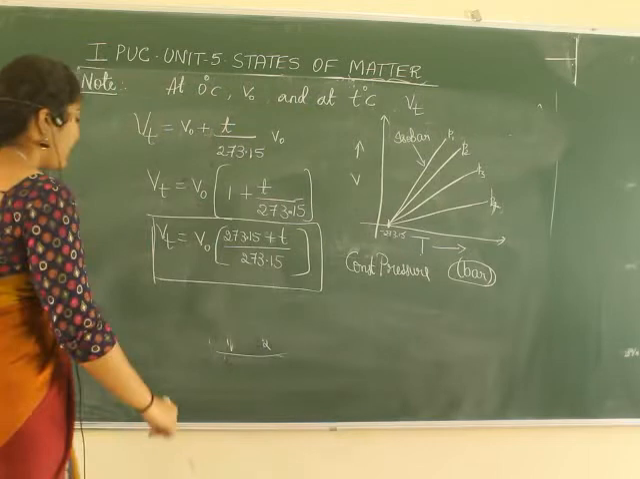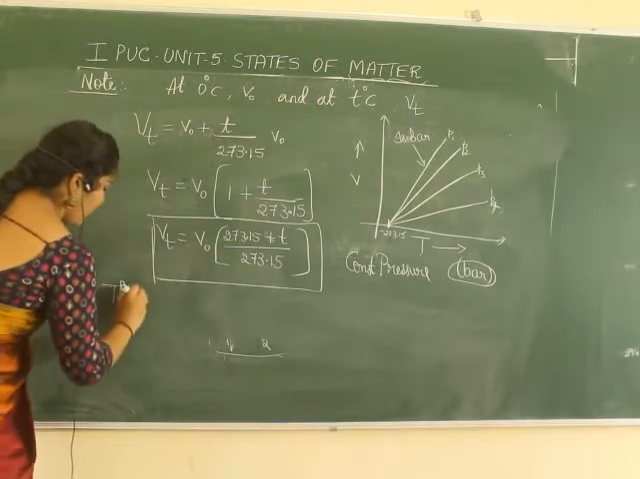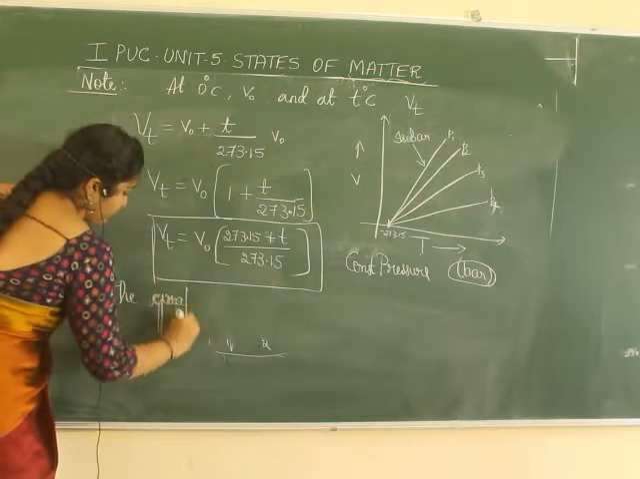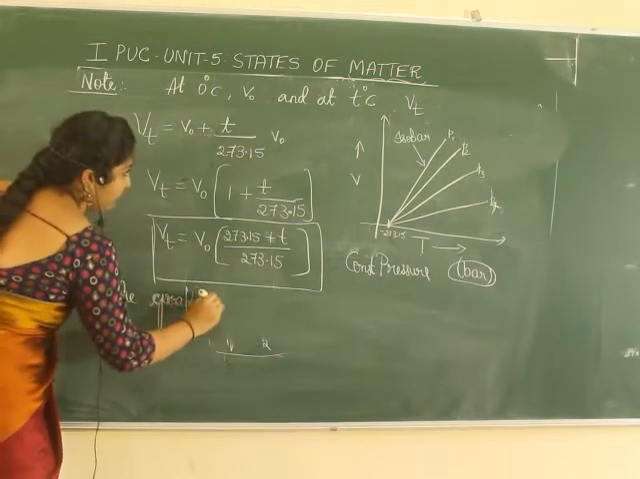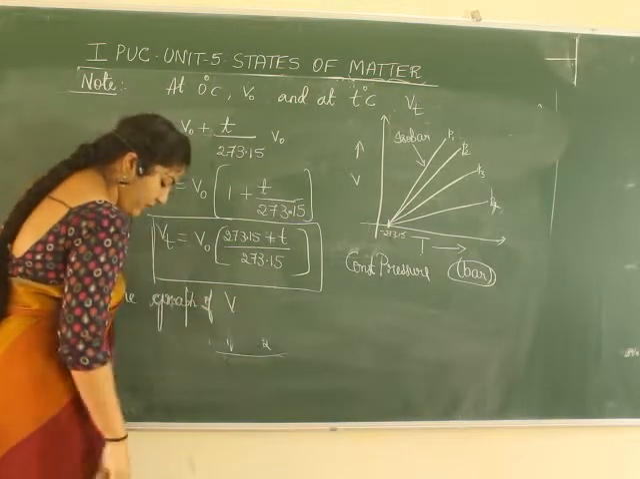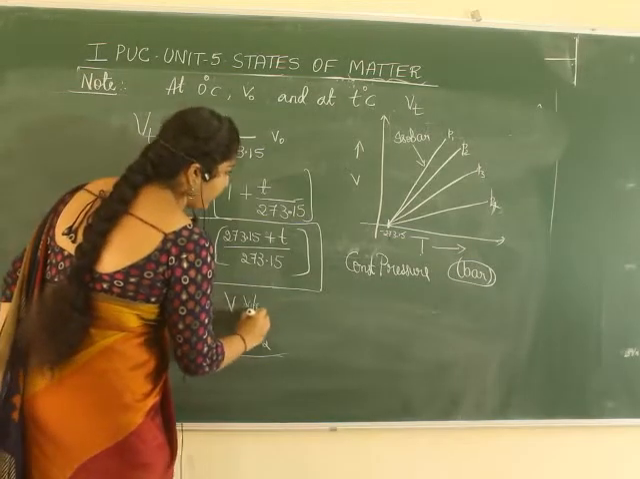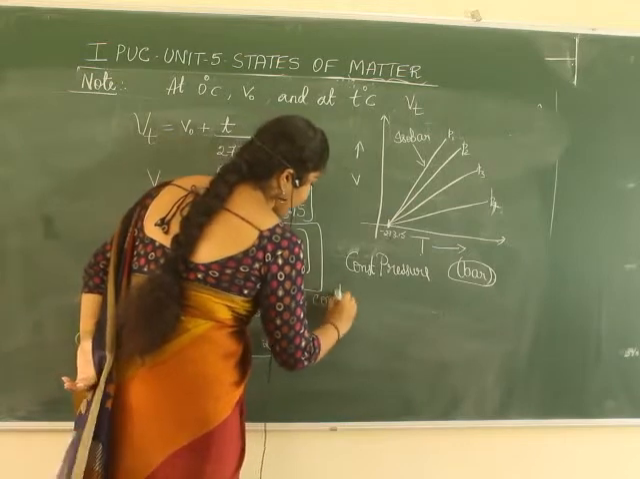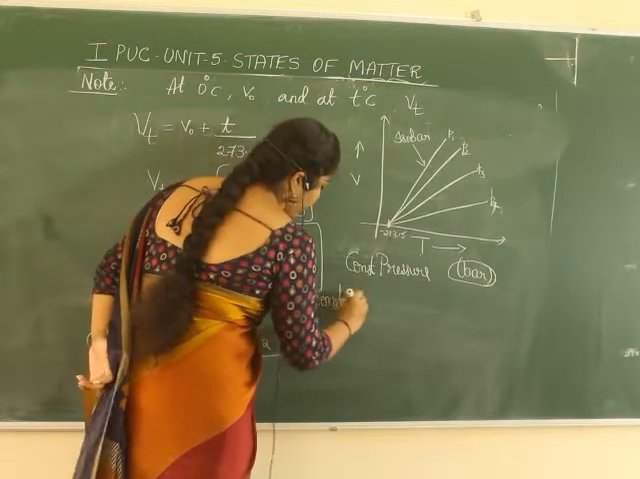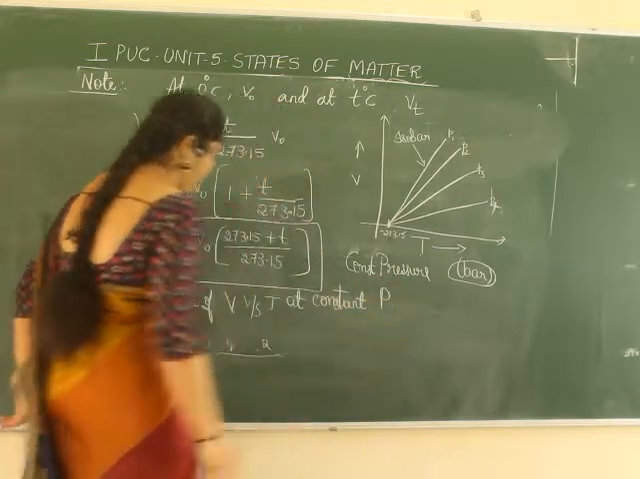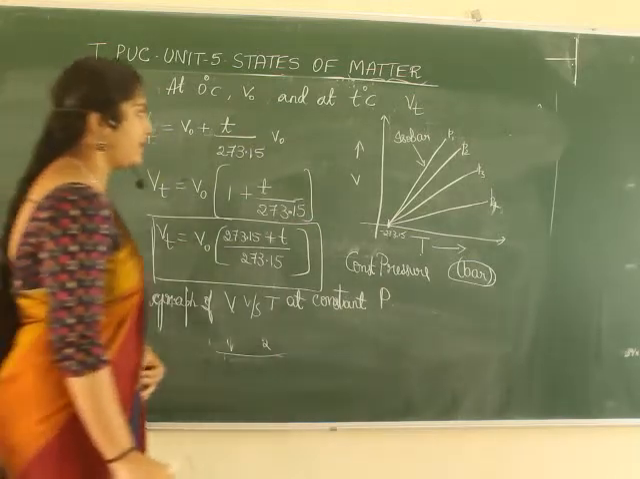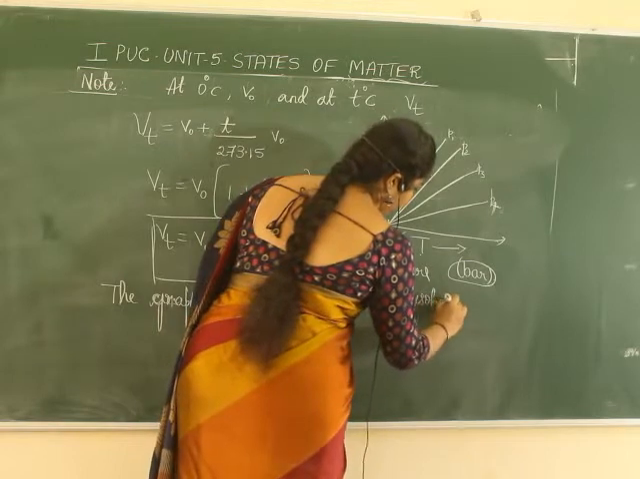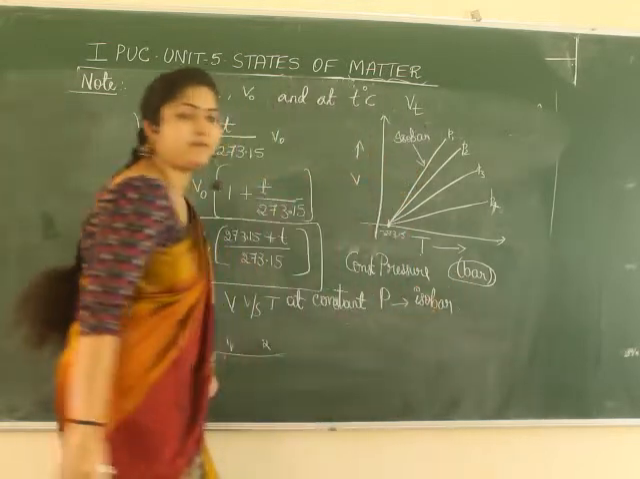Isobar. Let me write it here. The curve or the graph of volume versus temperature at constant pressure is called an isobar. Clear?